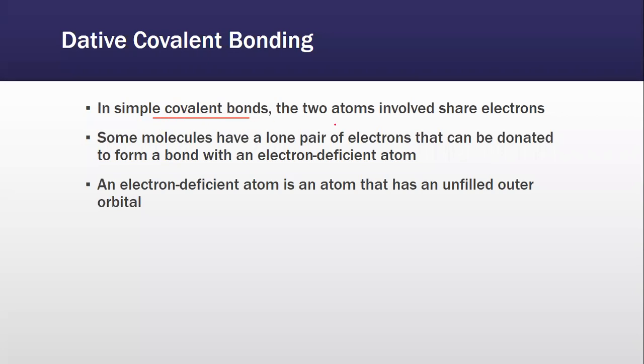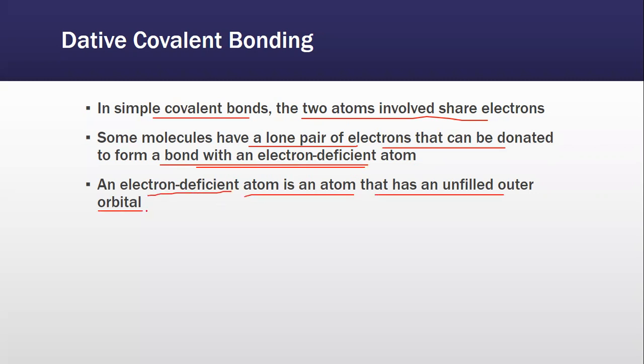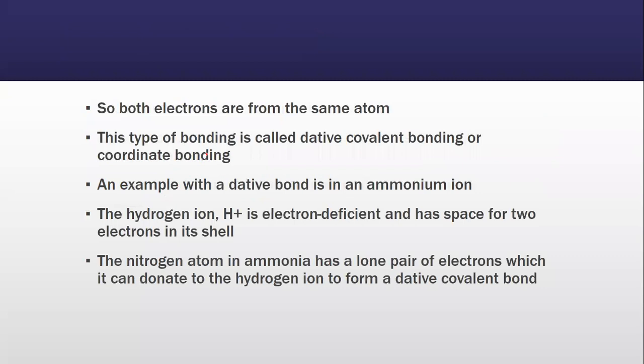In simple covalent bond, two atoms involved share electrons. Some molecules have a lone pair of electrons that can be donated to form a bond with an electron deficient atom. An electron deficient atom is an atom that has an unfilled outer orbital. So both electrons are from the same atom. This type of bonding is called dative covalent bonding or coordinate bonding.